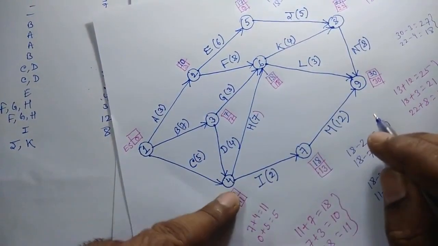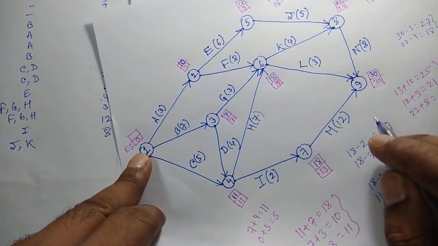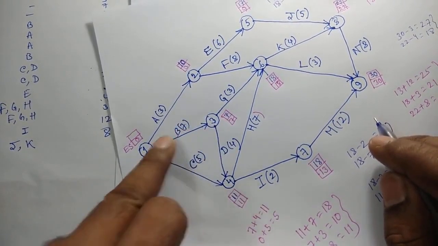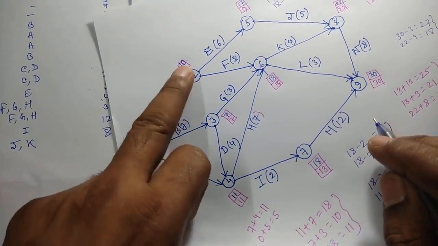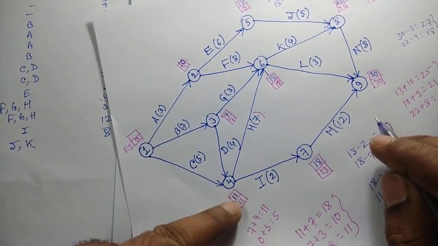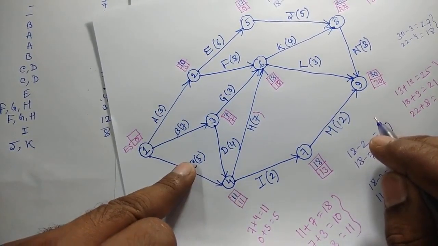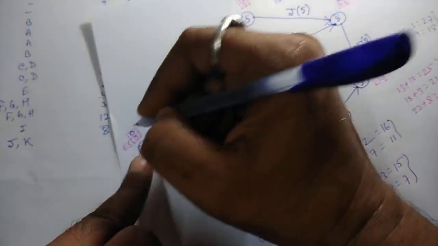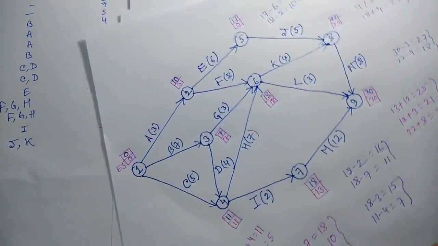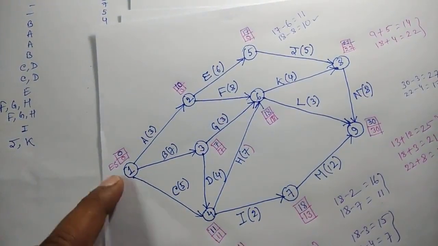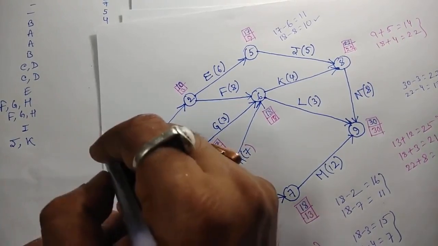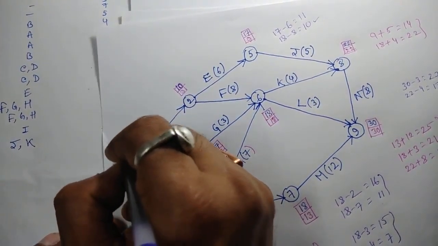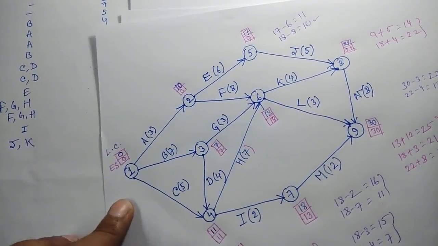Now for the first node, the beginning node, it will be 7 minus 7, 0; 10 minus 3, 7; and 11 minus 5, 6. So the lowest value is 0. So here it will be 0. So we have calculated the earliest start time and the latest completion time, that is LC, for each node.